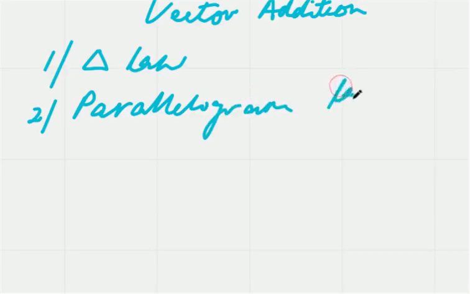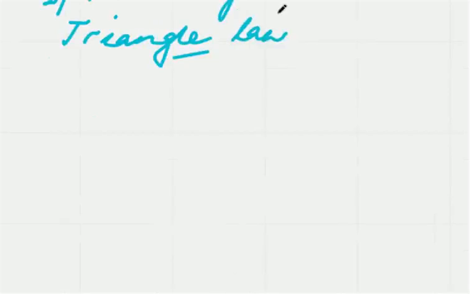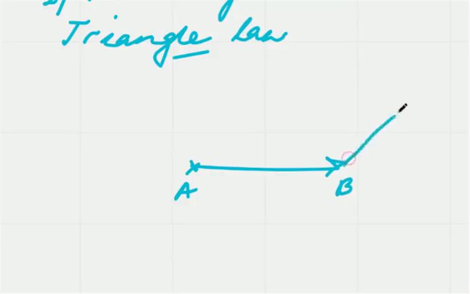Now let us first see the triangle law. In the triangle law, we have two vectors, vector AB, and we have one more vector which starts at the end point of the first vector. Vector AB has start point A and end point B. So, the second vector will be BC. It starts at B, which is the end point of AB, and ends at C.